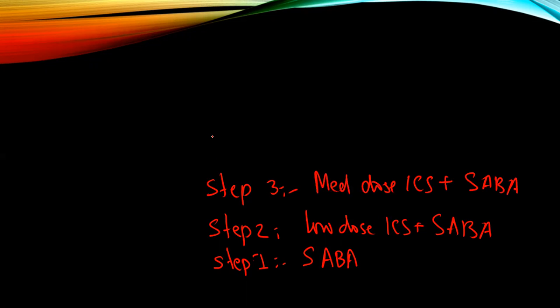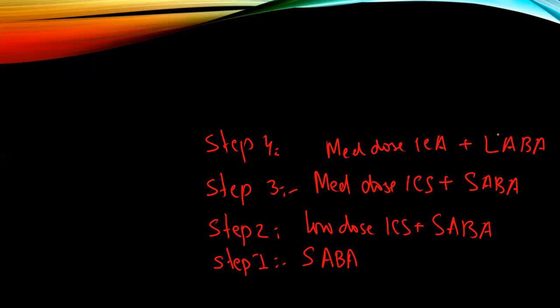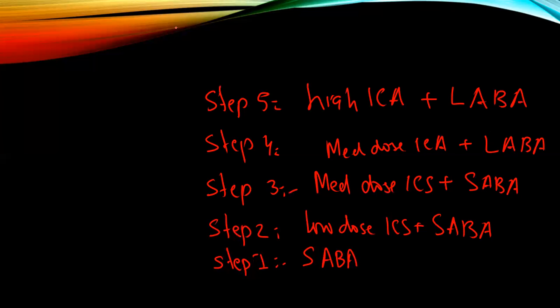If the patient's symptoms are still not controlled, we can give the patient medium dose of inhaled corticosteroid plus long-acting beta agonist. If the patient's symptoms are still not controlled on step four, what we can do is give the patient high dose of inhaled corticosteroid in combination with long-acting beta agonist.